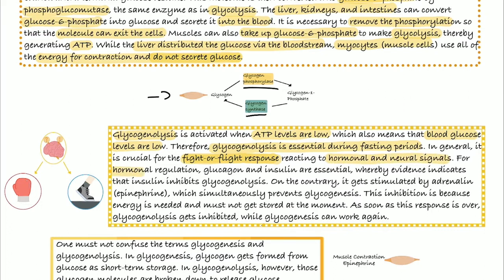When we're talking about hormonal regulation, glucagon and insulin are really essential, whereby evidence indicates that insulin inhibits glycogenolysis, and on the contrary, glycogenolysis gets stimulated by epinephrine, which is adrenaline. This also prevents glycogenesis, which is the process whereby we build up glycogen from glucose. And we need this inhibition because the energy is needed at the moment and we mustn't store our glucose. As soon as the fight or flight response is over, glycogenolysis gets inhibited again, while glycogenesis can work again.